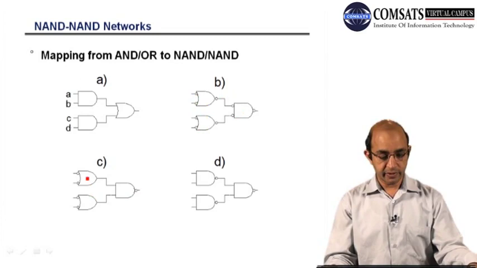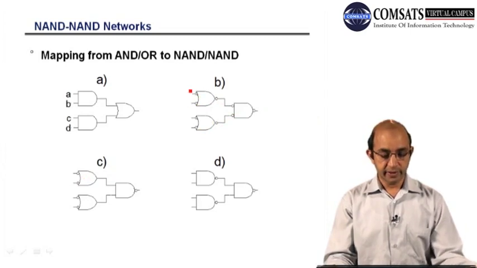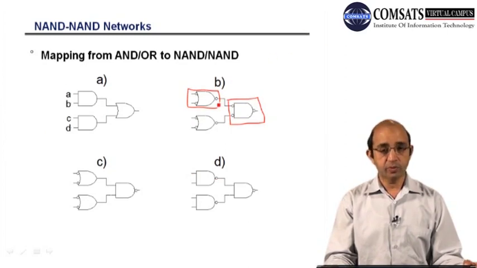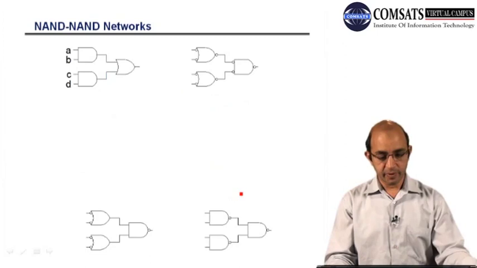Then you can see that we have cancelled those bubbles. I placed bubbles here, so those bubbles will be cancelled out, because this is the AND gate and this is the OR gate. We have already proved that. We can cancel those bubbles because double complements always cancel each other. So we are left with NAND, NAND, so this is the all NAND implementation.